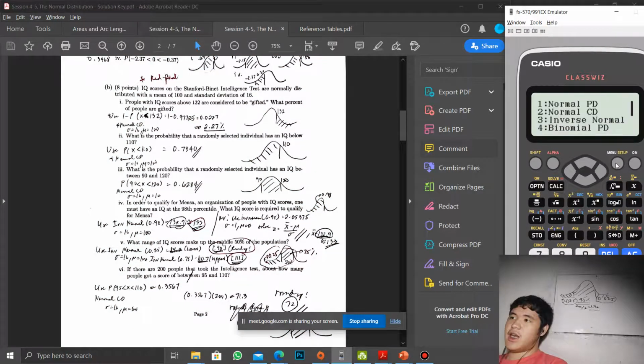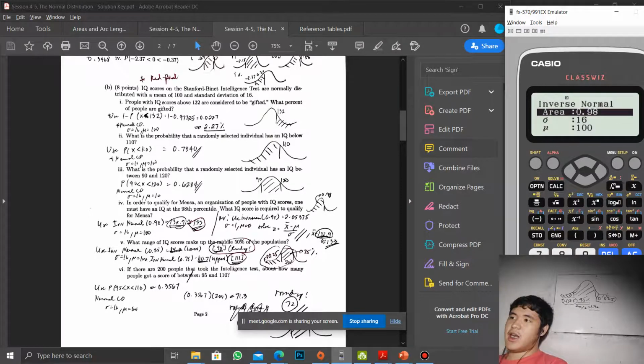So, pwede nating i-diretso, inverse normal, 0.98, and there we go. That's it. We'll get 132.9. Kaya lang guys, IQ score, walang decimal dyan, round up, 133.